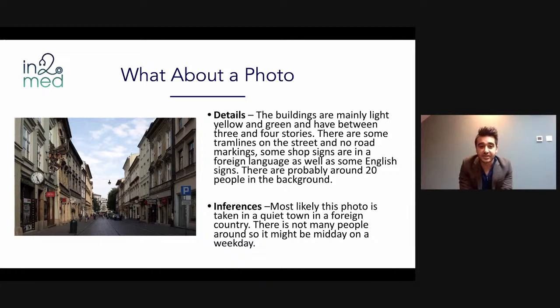So you could say the buildings are mainly light yellow and green, and there's about 3 or 4 stories. So it's clear we're not in Manhattan where there's skyscrapers on both sides. There are some tram lines. So, where could this be?